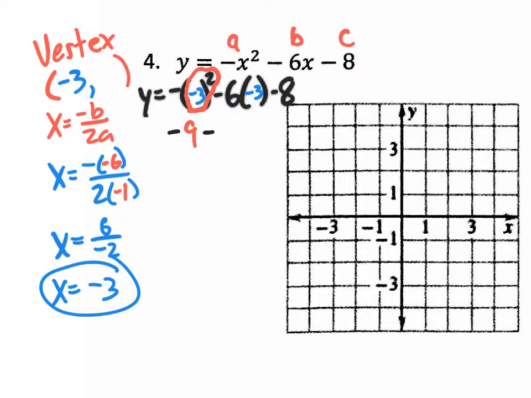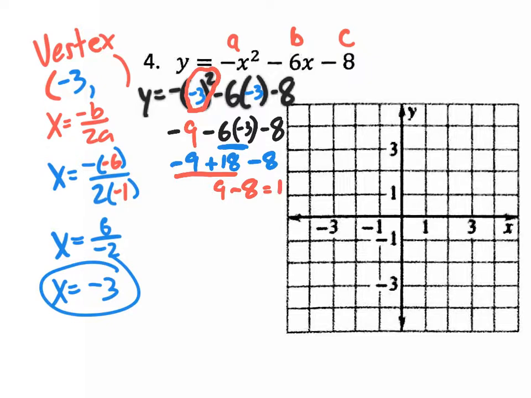Let me bring down everything else so we don't get confused. And then I do the math. After exponents is multiplication. So I could think of that as a negative 6 times a negative 3, that's positive 18. Bring down the minus 8, bring down the minus 9. And from left to right, we're going to do the math. Negative 9 plus 18 is 9, and 9 minus 8 is 1. So our vertex y value is 1.